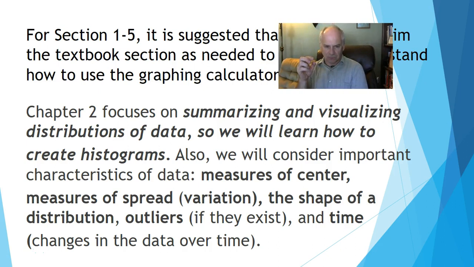Is it a single mound that comes up and goes back down, or does it have two mounds, or is it skewed to one side or the other? Is it trailing off in one direction or the other? All those have to do with the shape of the distribution. And then we also want to talk about outliers, if you have any. That's a value that's extremely low or extremely high, and not close to the other values. And also we're going to look at time, as in changes of the data over time. So we'll take a look at that in chapter 2.